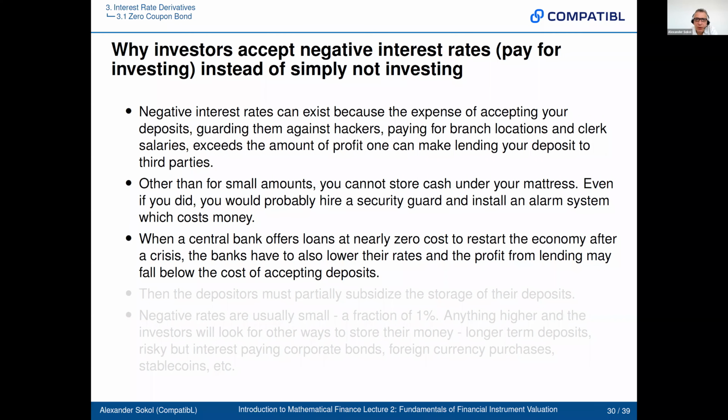So in other words, the interest rates that the bank earns by taking money from you and giving it to some people, for example, who want a mortgage, right? If you subtract all of the expenses, they don't earn enough, right? So they have to, in this case, the depositors must partially subsidize the storage of their deposit, right? So think of it, basically you give money to someone and they say, well, I need to pay for a security guard and for the alarm system, right? So you say, well, here's some extra money to pay for the security guard.